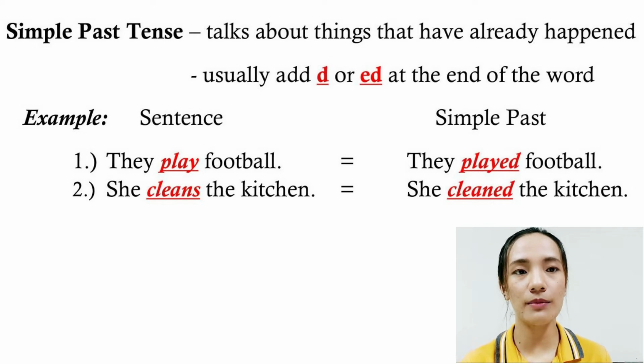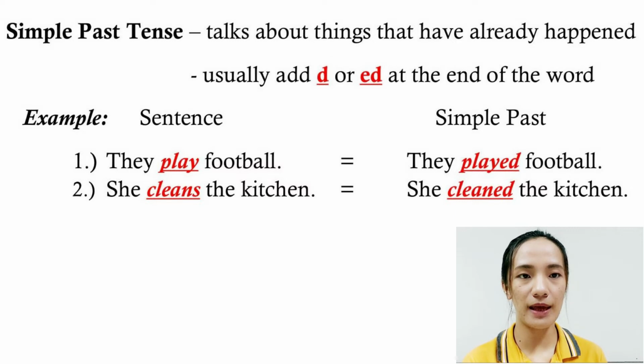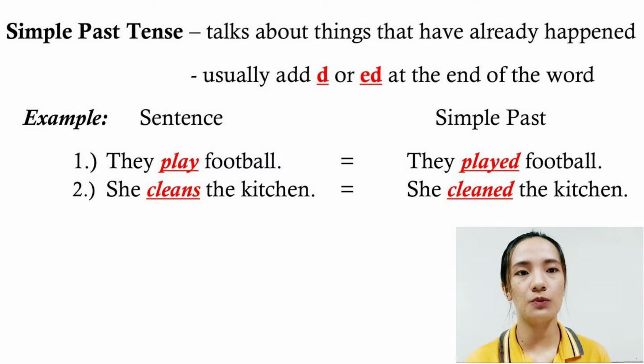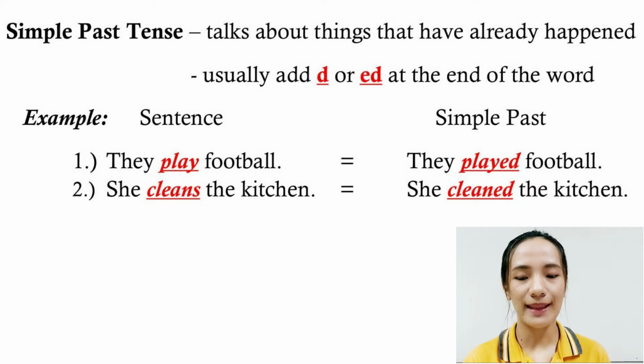Now let's look at some example sentences here. Number 1, they play football. The action used in the sentence is play. Now, the simple past of play is, you will just add ED at the end of the word. So if we will spell it, it would be P-L-A-Y-E-D. We read this as played. Now let's read the sentence using the simple past of the action word. They played football.